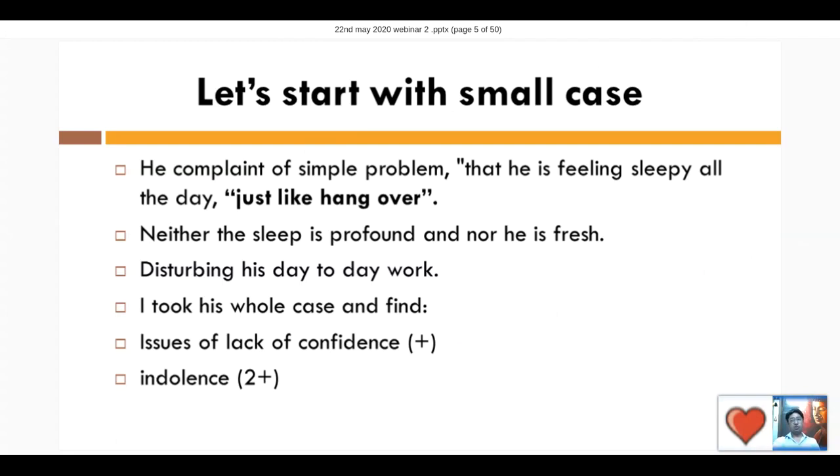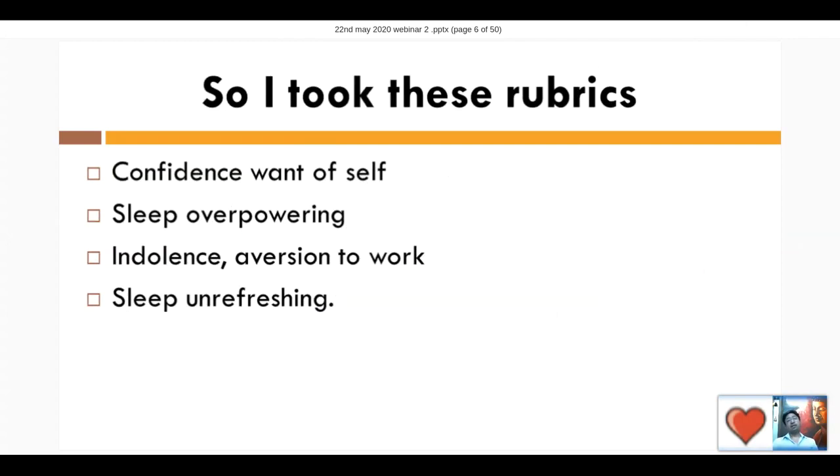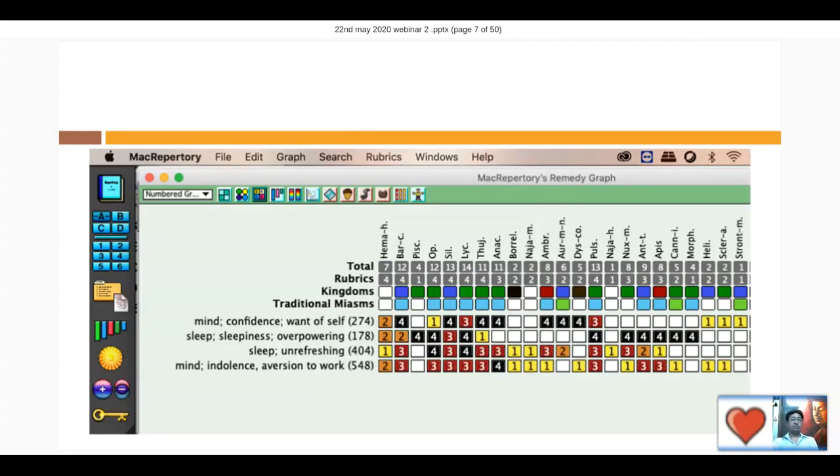So I took his whole case and found nothing except this sleepiness. Along with that, I found a few other issues in his life: lack of confidence, intensity, and indolence. He felt indolent, and didn't want to go to work at all. So according to my way of practice, I took these rubrics: confidence, want of self; sleep, overpowering; indolence, aversion to work; and sleep, unrefreshing. So here comes the chart.